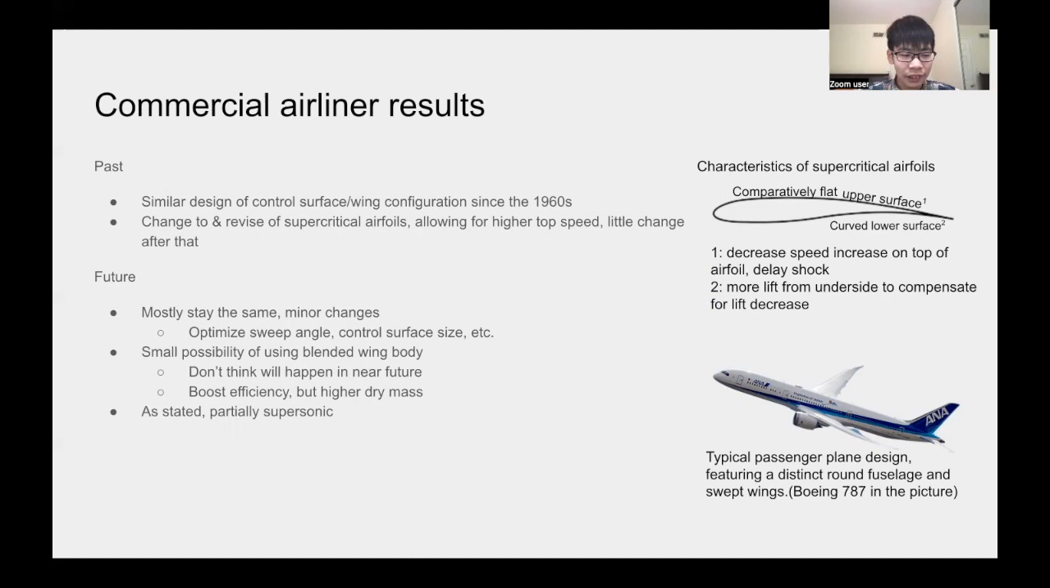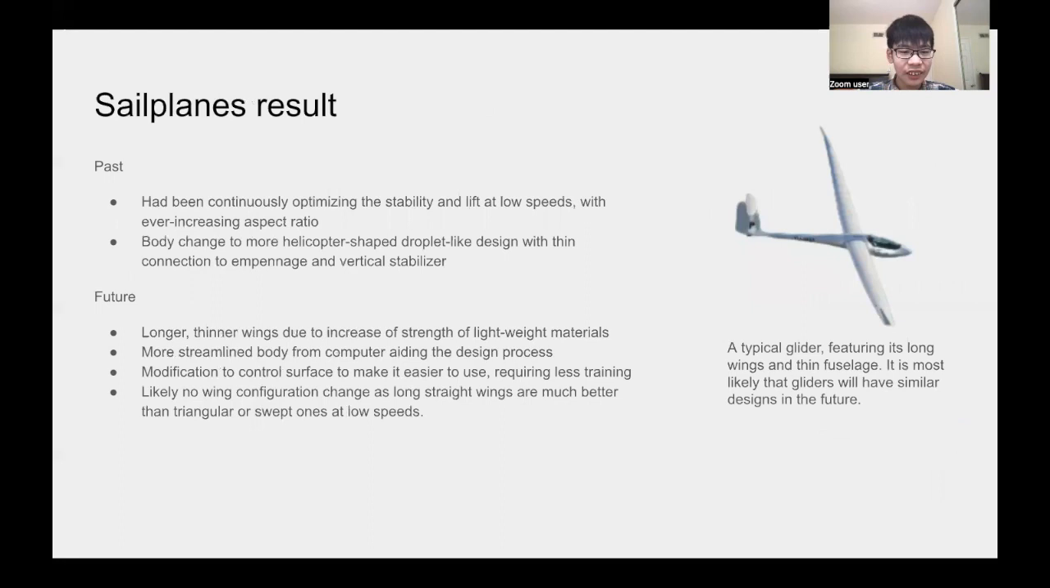The third type is the sailplane, covering the low speed, high efficiency end of the line. They are the most distinct of the types, marked by their extremely straight, long, and thin wings, able to provide lift at low speed. It's also the most stable out of the three due to it being recreational, and being stable decreases the risk of accidents.